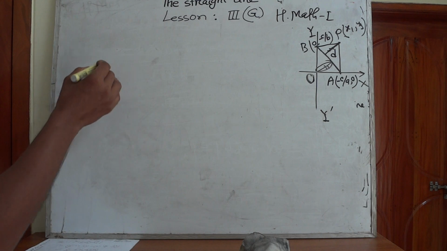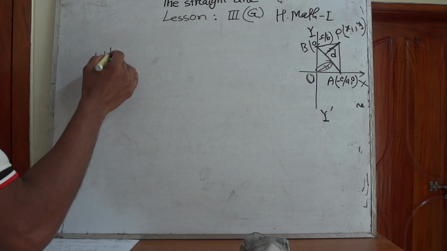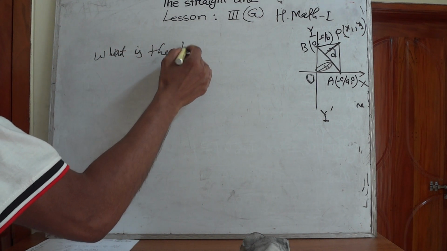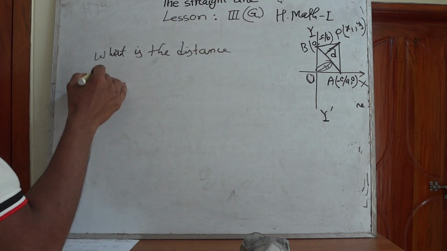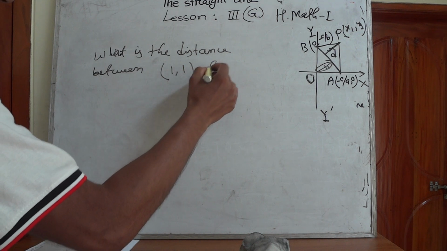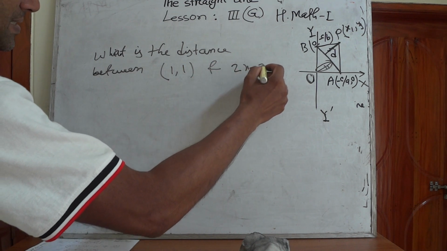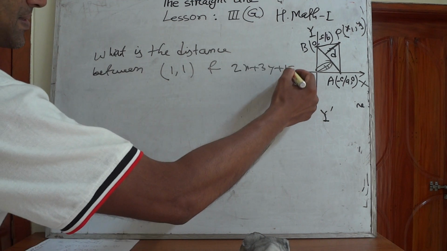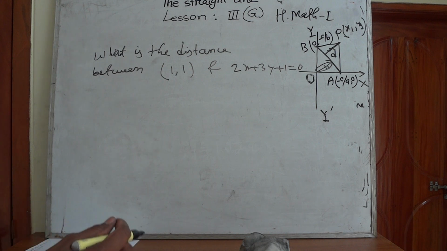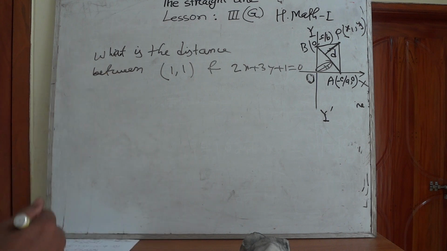Question for the students. What is the distance between the point (1, 1) and the line 2x plus 3y plus 1 equal to 0? Can you say, any one of you? I expect that everybody will say, because we know the formula for how to find the distance between a point and a straight line.